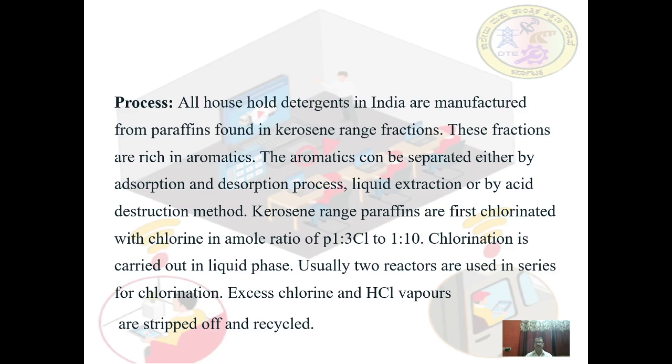Kerosene range paraffins are first chlorinated with chlorine in a mole ratio of paraffin to chlorine of 1 is to 3 to 1 is to 10. Chlorination is carried out in the liquid phase. Usually, 2 reactors are used in series for chlorination.